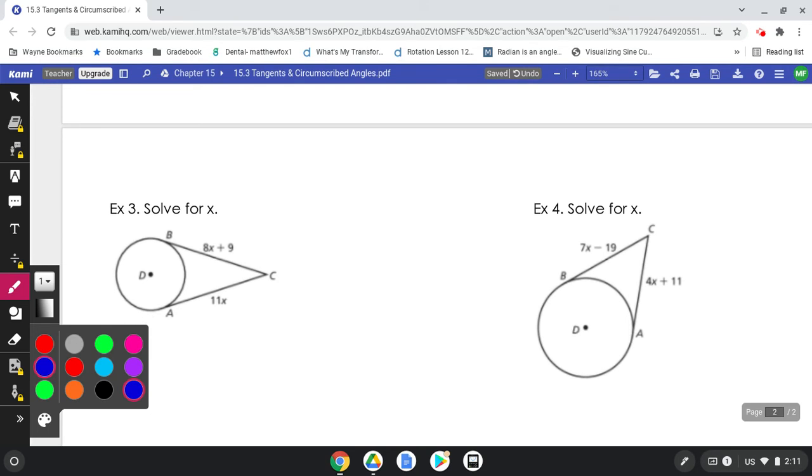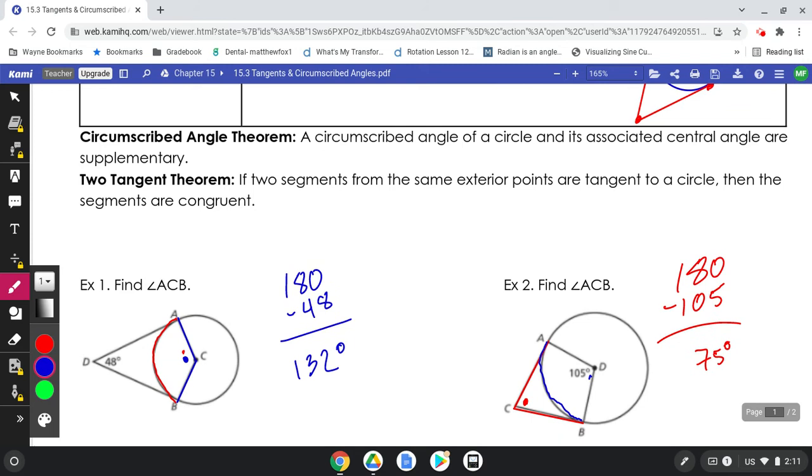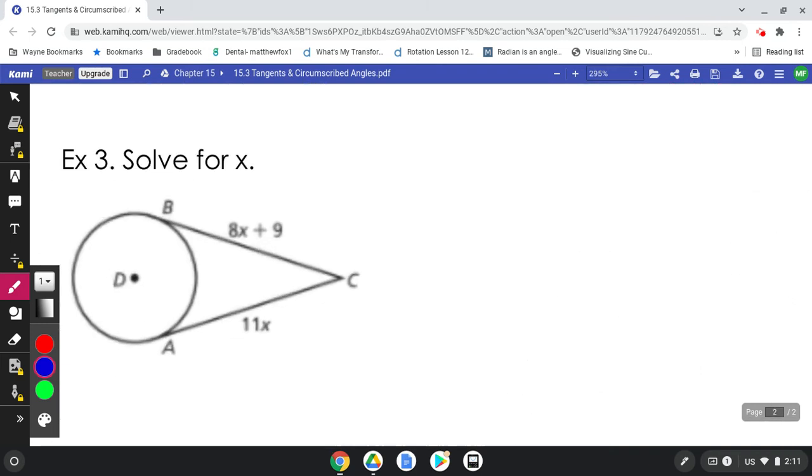All right. Now, our second rule, I guess I should tell it before I scroll on. Our second theorem, two-tangent theorem. If two segments from the same exterior point are tangent to a circle, then the segments are congruent. So what we're saying is both of these, BC and AC, are tangent from point C, from that same point, so they are going to be congruent.